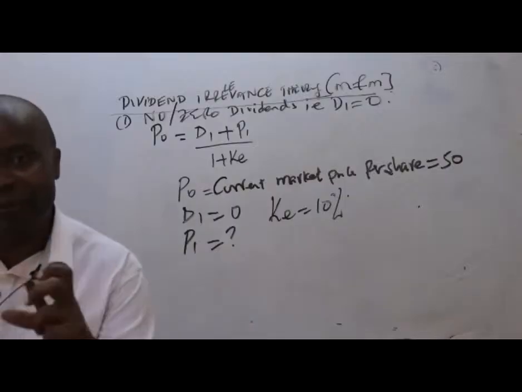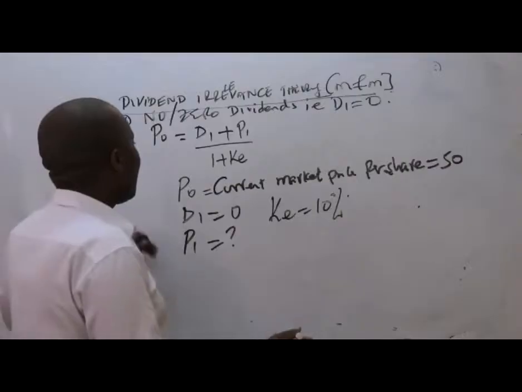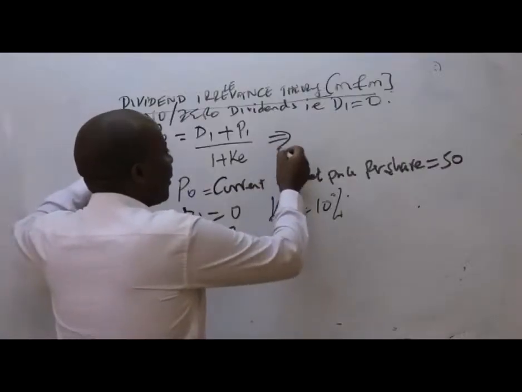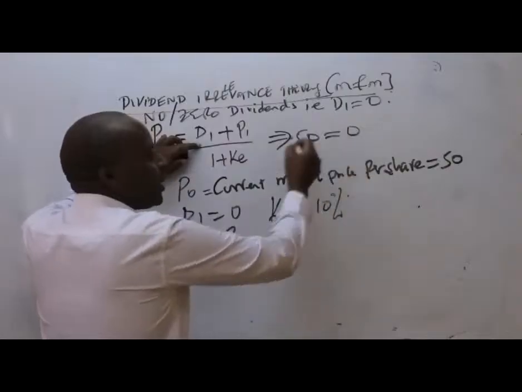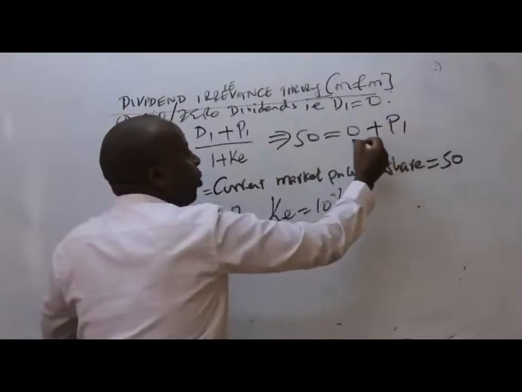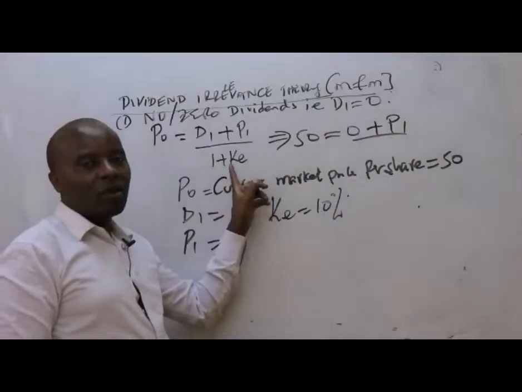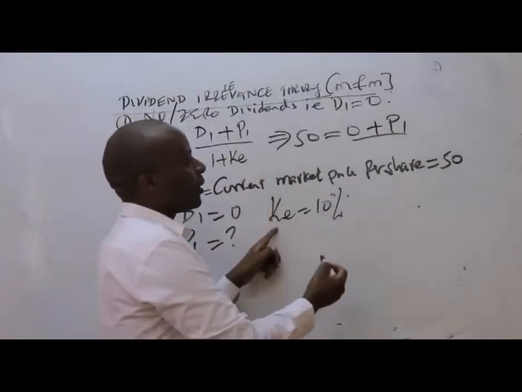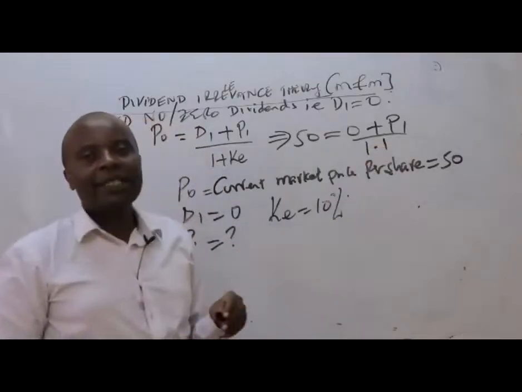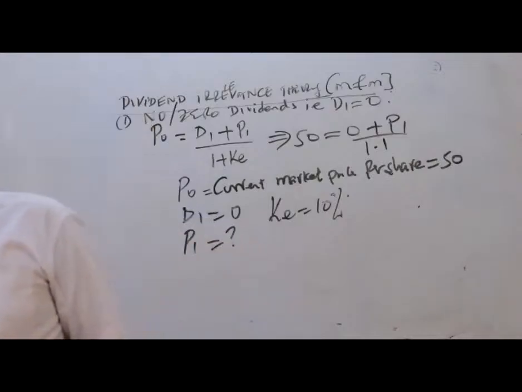So is there somebody who can make some adjustments there so that we already have an answer? In this case, our P0 is 50, which will be equal to D1, that is 0, plus P1, which we do not really know the value of at the moment, all over 1 plus KE, cost of equity, which is 10%. So 1 plus 10% is the same as 1.1.